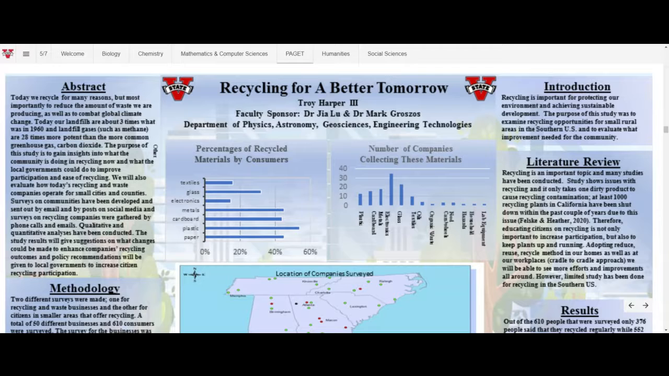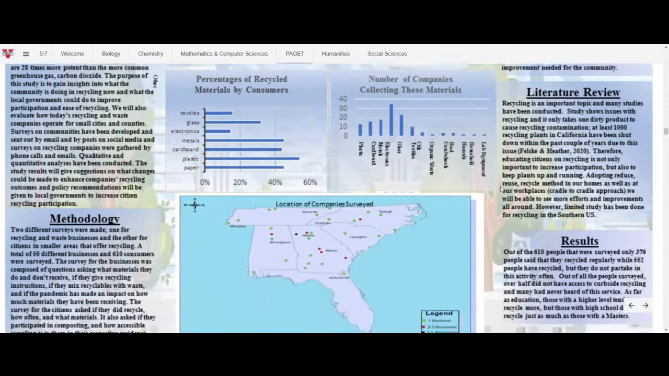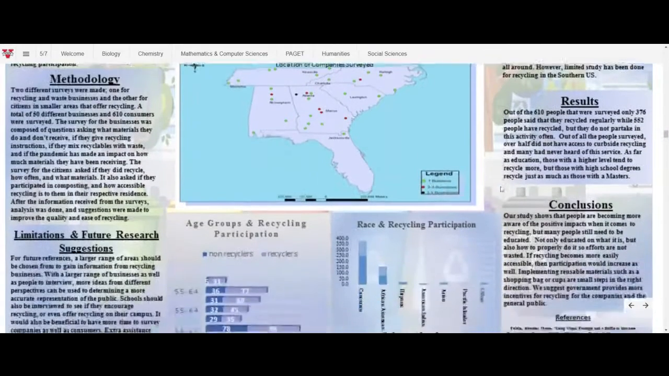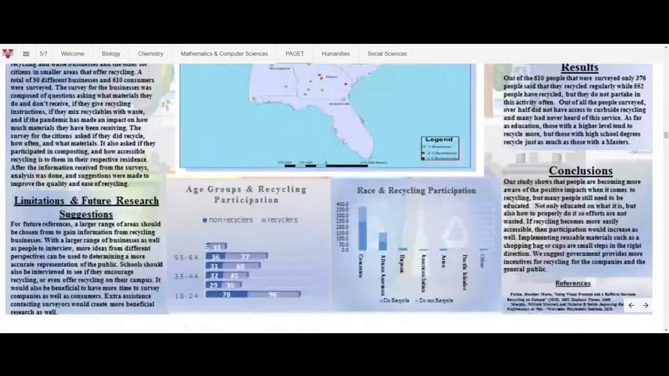All right, so my actual project or thesis was titled "Recycling for a Better Tomorrow." I actually heard from my advisor that some of the things that we were recycling on campus were not being recycled; they were actually being dumped and mixed with other waste. That opened my eyes to this, so I wanted to dig into the recycling world a little bit.